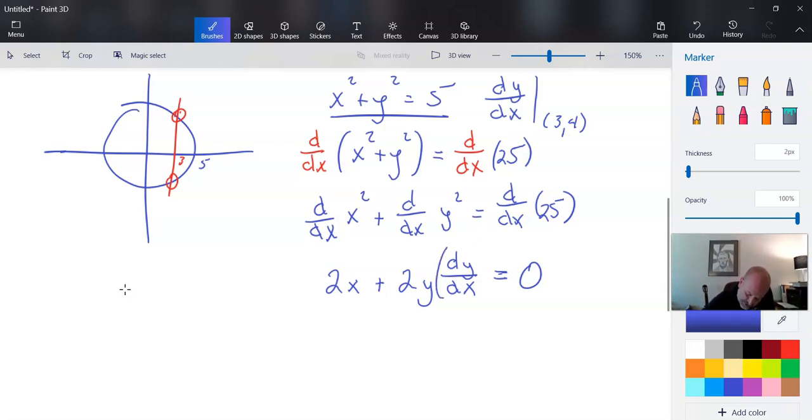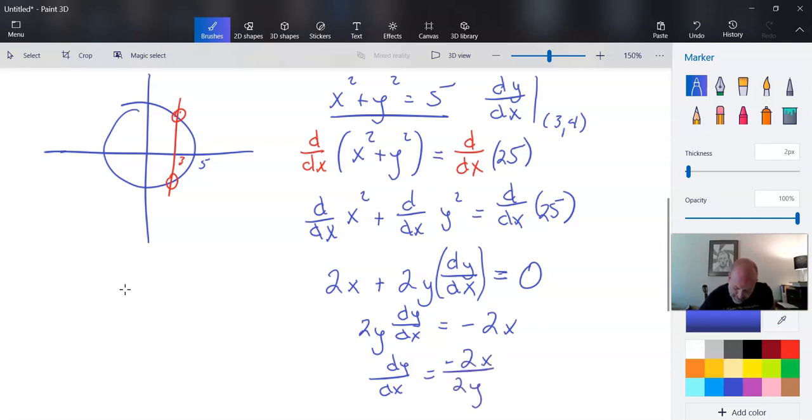And so what we're going to do is just treat it like another factor in this term. So I'm going to move the 2x to the right-hand side. So this would now be 2y dy/dx equals negative 2x. And then I'm going to divide the 2y over. So I get dy/dx is equal to negative 2x over 2y. And I can cancel those 2's out to make this negative x over y.